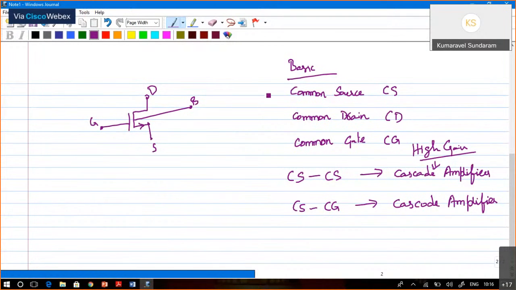These are basic single stage amplifiers. In a single stage amplifier, let me go with a very common configuration.